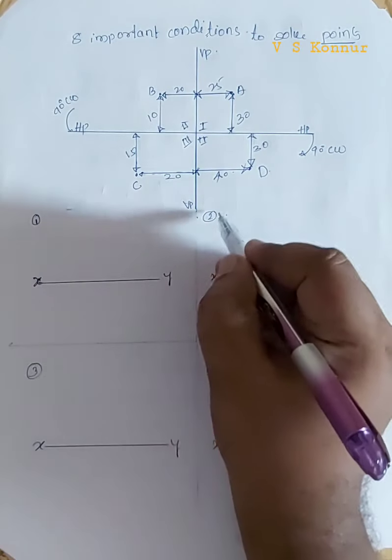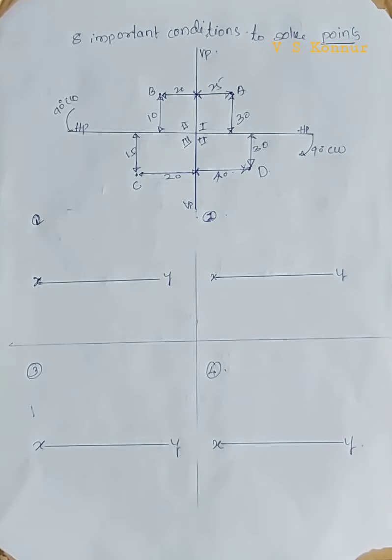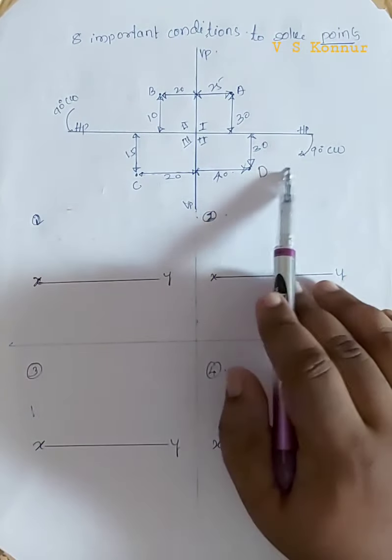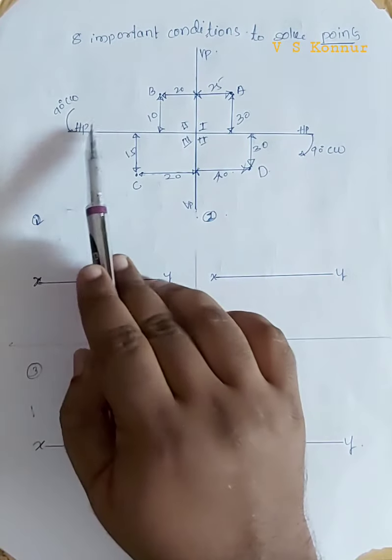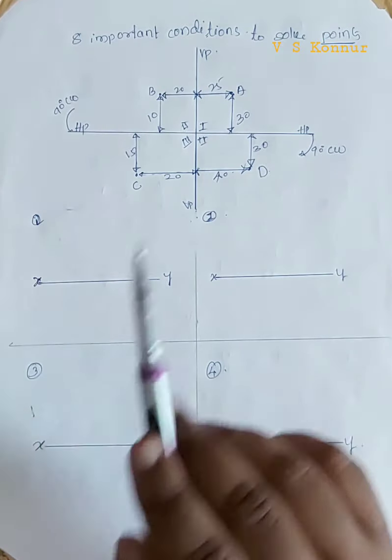According to quadrant only, I will write this is first, this is second, this is third, and this is fourth. Now the first condition: we know that the horizontal plane will be rotating clockwise 90 degrees. Only the horizontal plane will rotate, and the vertical plane remains the same on either side.